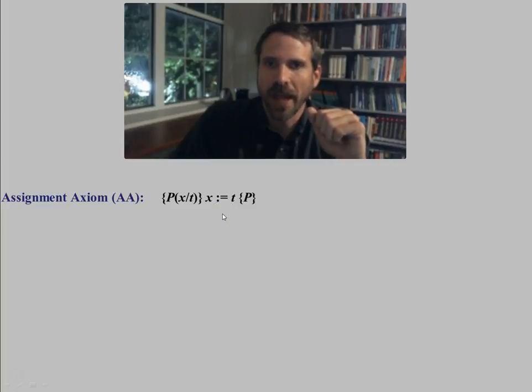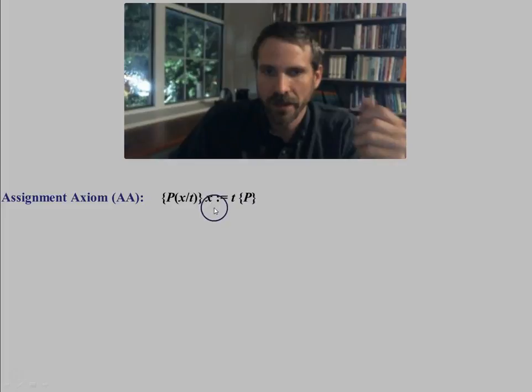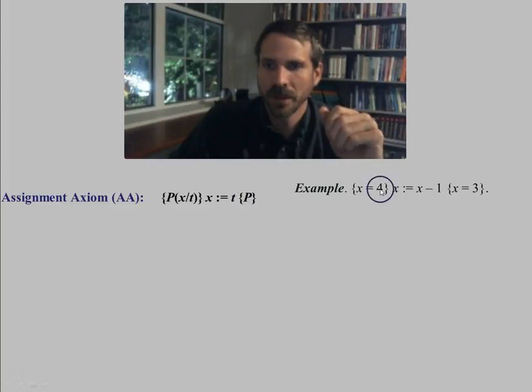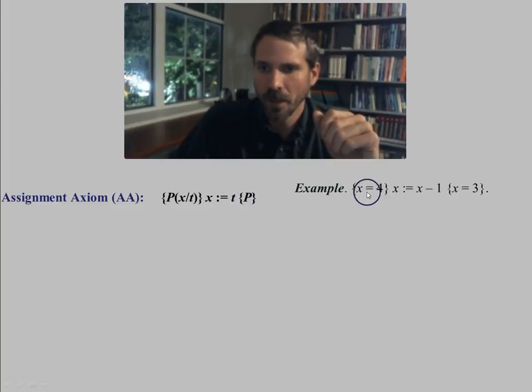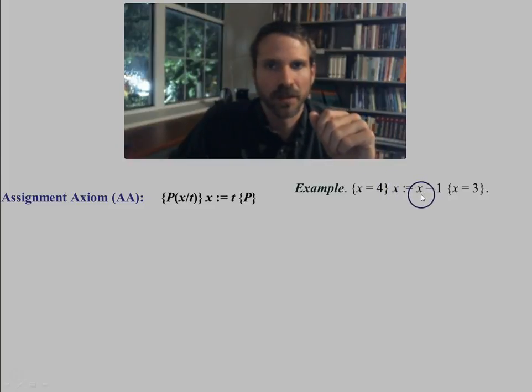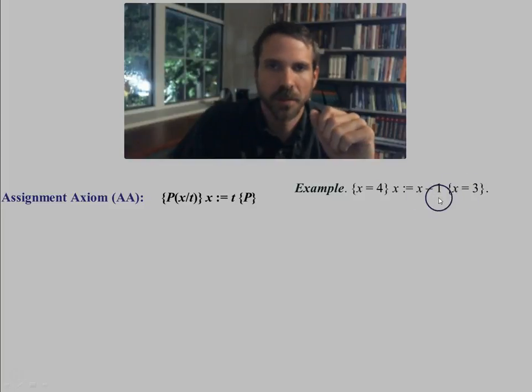Start off with the assignment axiom. This is one of the first rules of inference that we require. We basically say that if we have at the beginning the fact that I'm going to replace x with t, and then I have my program statement that says x equals t, then at the end it's still going to be fine. So basically here I've got x equals 4 as my precondition, and then x equals x minus 1 is going to be my program statement, and at the end I get x equals 3 because I've replaced this 4 in this formula and I end up with 3.